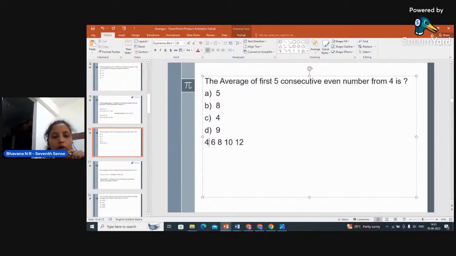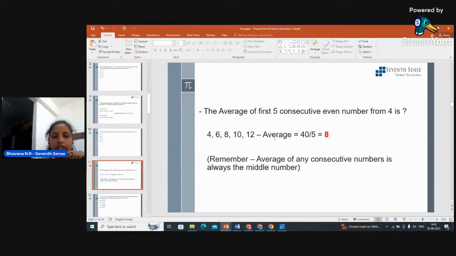So no need to add all the numbers. For even numbers and odd numbers, we get the answer easily, because the middle number is present. That is the average of all 5 consecutive numbers. So here the answer is 8. You can cross verify it: add all the numbers and divide by 5. Here also we get the number 8.